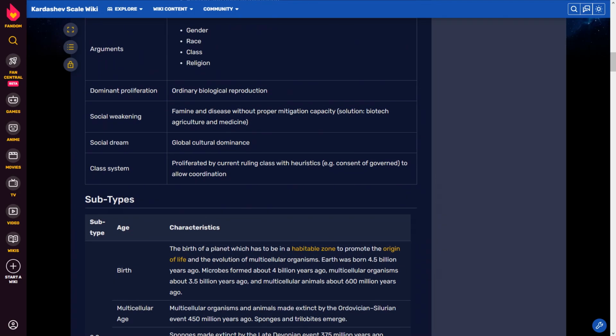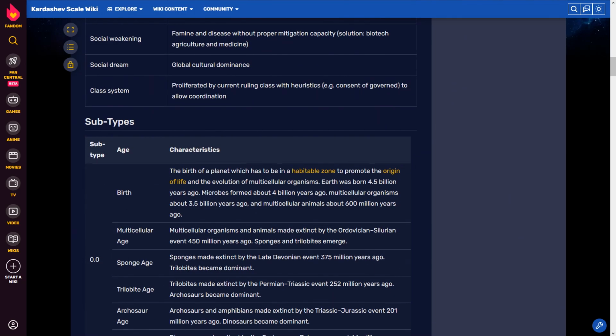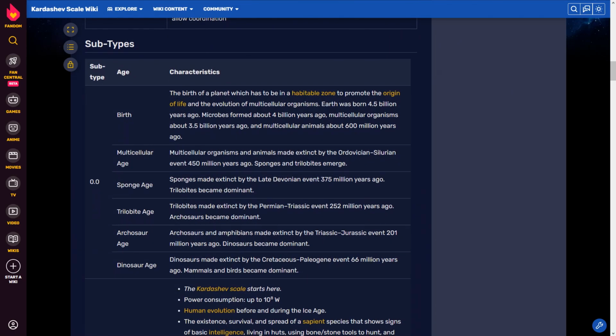Class system, proliferated by the current ruling class with heuristics, e.g., consent of the governed, to allow coordination. Subtypes: we've got age and characteristics. Birth: the birth of a planet, which has to be in a habitable zone to promote the origin of life and the evolution of multicellular organisms.